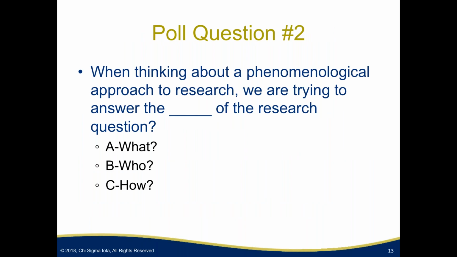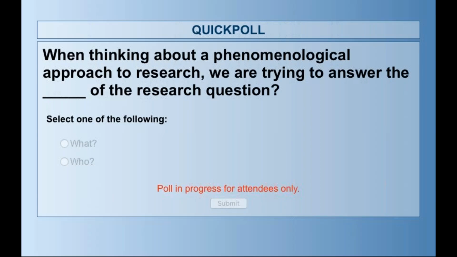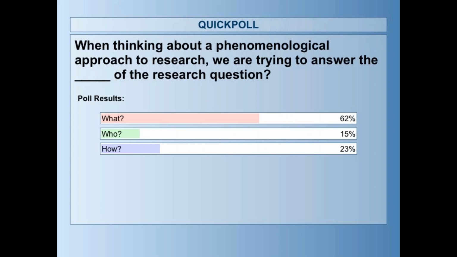Okay, before we move on, let's do our poll question number 2. When thinking about a phenomenological approach to research, we are trying to answer the what of the research question. I'm sorry, I think we messed up this question, but there's 2 answers, and I said the what or the who of the research question. Some of that's not showing up for me. Some people have got how too. I'm glad y'all got these other responses. Okay, some folks said the what, 15% said who, and 23% said how.